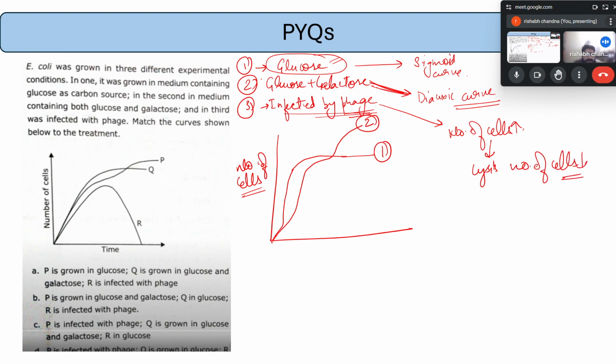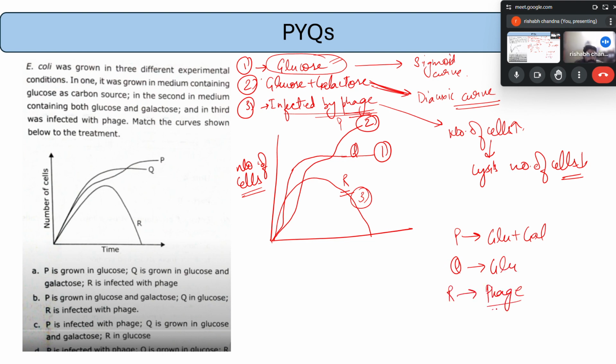Okay, so this would be typically this kind of code. This would be the 3-1. In the question, it was Q, this was P, and this was R. P would be glucose plus galactose, Q would be glucose only, and R would be infected with phage. So let's see the options.